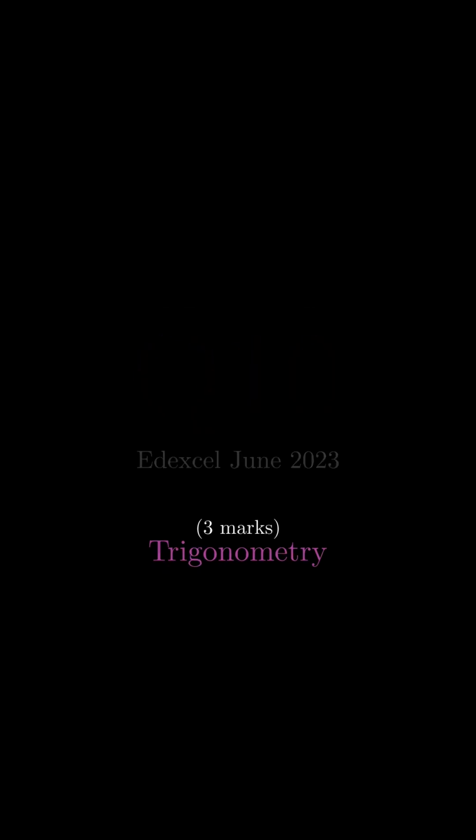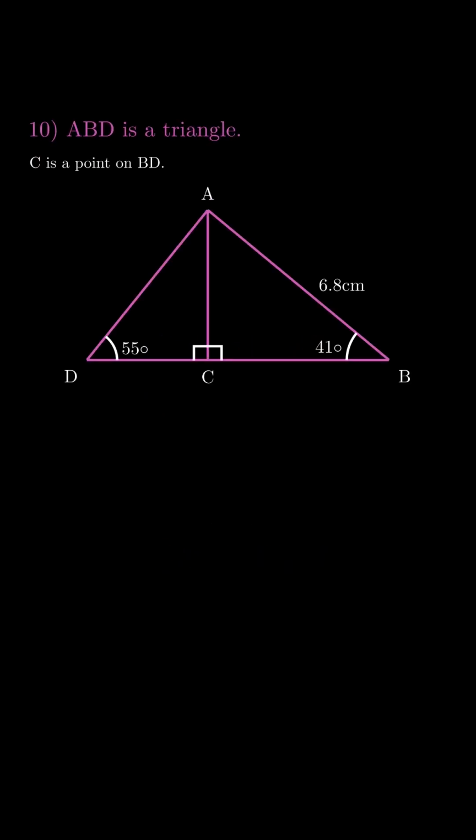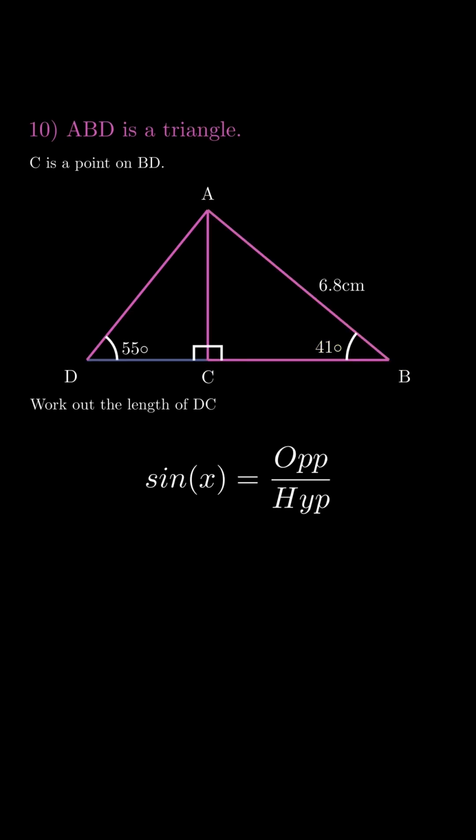Question 10. ABD is a triangle. C is a point on BD. Work out the length of DC. We don't have enough information to work out DC directly. As a note, it's important to know that line AC makes ACD and ACB right-angled triangles, which enables us to use sine, cos, and tan. So let's start by finding AC. We can use sine as it is the opposite side to the angle 41, and we know the hypotenuse. So sine 41 equals AC over the hypotenuse 6.8. AC works out to be 4.46.